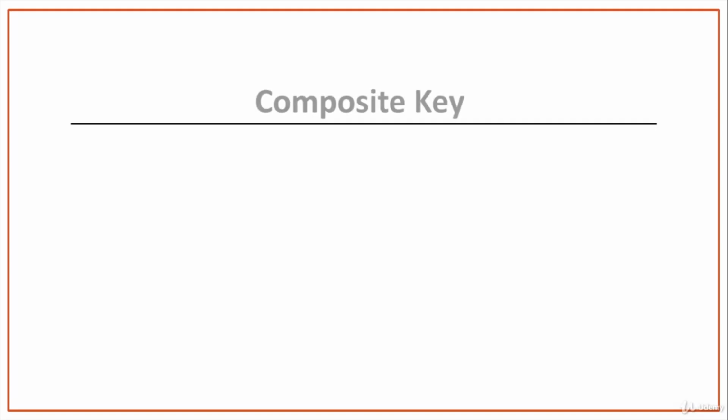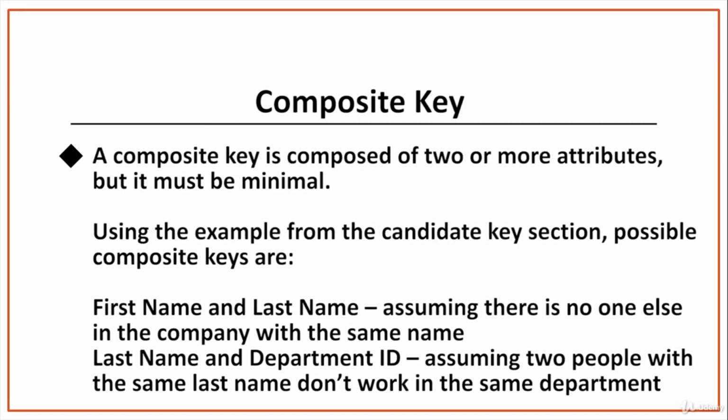A composite key is composed of 2 or more attributes, but it must be minimal. Using the example from the candidate key section, possible composite keys are first name and last name, assuming there is no one else in the company with the same name. Last name and department ID, assuming 2 people with the same last name don't work in the same department.